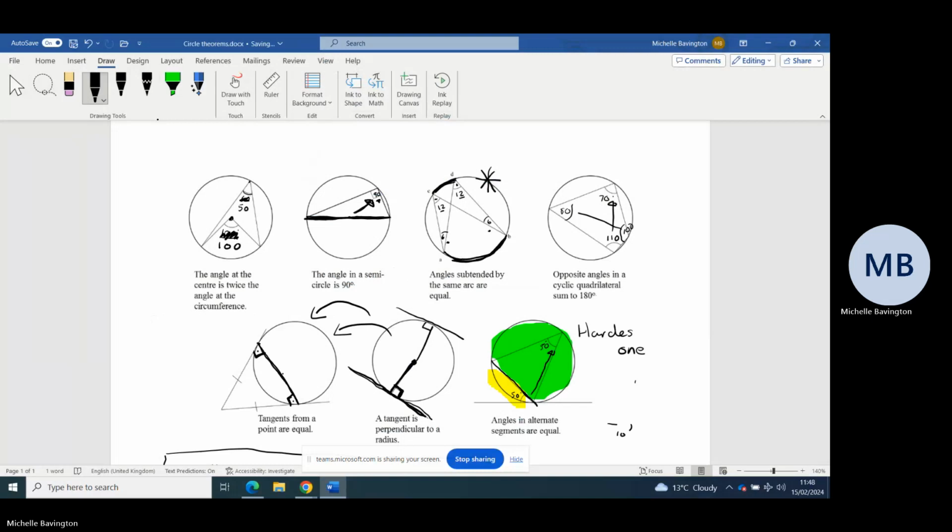Angles in alternate segments are equal. So here's your triangle. So you've got a segment 1 here, and that is separated by segment 2 here. So if this angle was 50, the opposite one will be 50, will be equal. Now this is probably the hardest one.